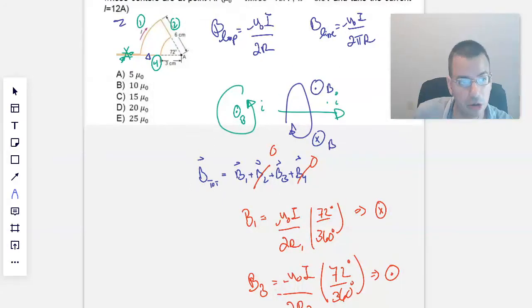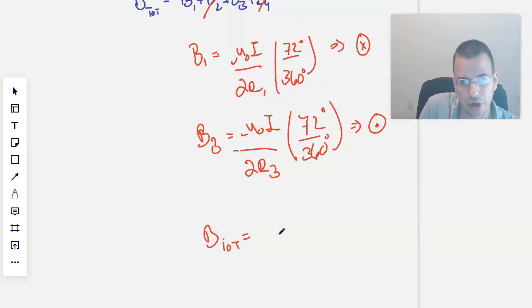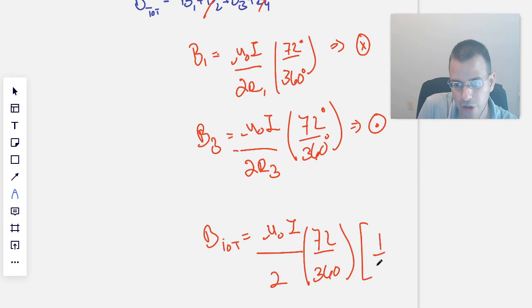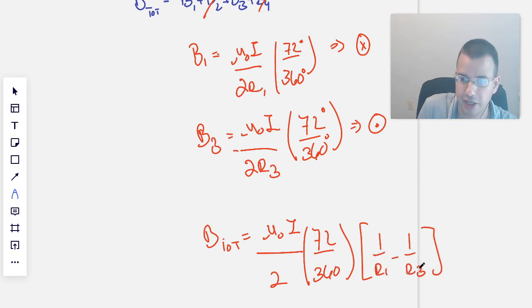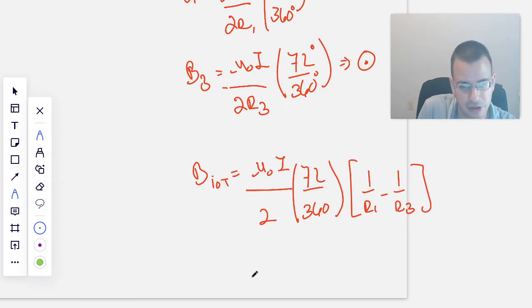All right, so B total is going to equal, so we're going to have mu naught I over 2 times 72 over 360 times 1 over R1 minus 1 over R3. And I'm going to convert these over to meters as well. So I'm going to do some simplifying real quick, put some values in here.